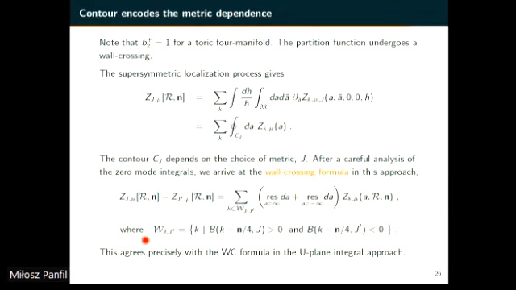So for example, the difference between the partition functions produced in the choice of metric J and J prime can be written as the residue integral at infinities of the product of the Nekrasov partition functions that I mentioned in the previous slide. And this expression is summed over a certain subset of choices of fluxes that satisfy the following conditions. And by some non-trivial change of variables, you can show that this formula in fact agrees precisely with the wall-crossing formula that I derived in the u-plane integral approach, okay?